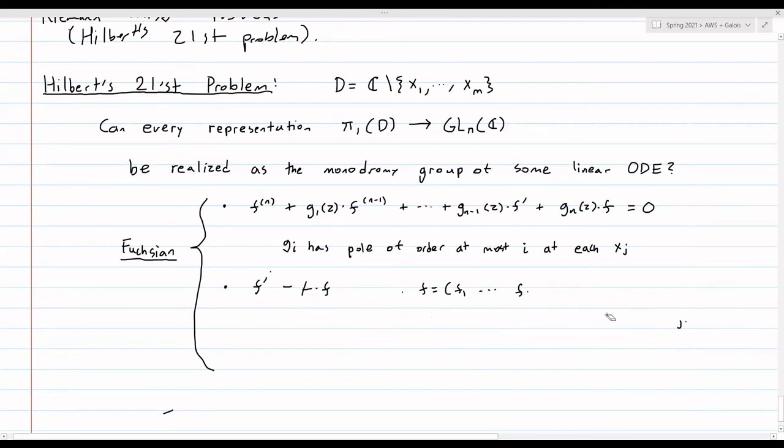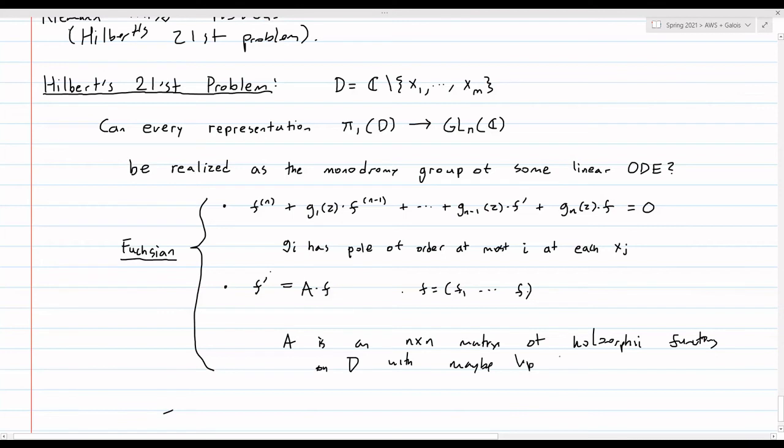Right? The point is that you can write a Fuchsian differential equation as some matrix equation like this, f prime equals A times f, where A is an n by n matrix of holomorphic functions on D with at most simple singularities at x_j. What I mean is that the order of a pole at each deleted point can be at most one for these coefficient functions inside this matrix. So this is a differential equation of the Fuchsian class.